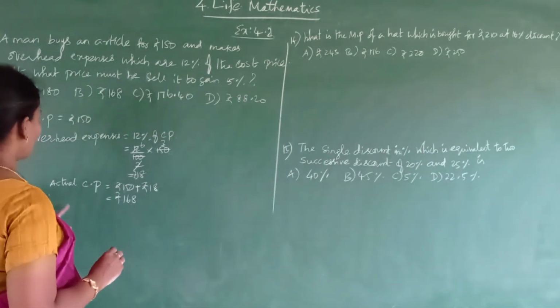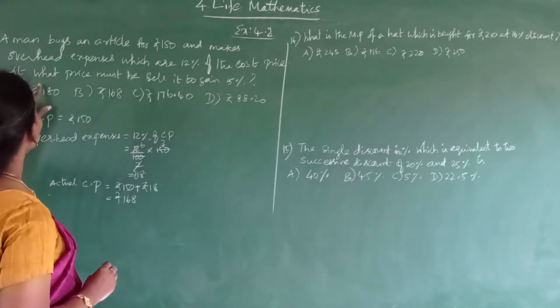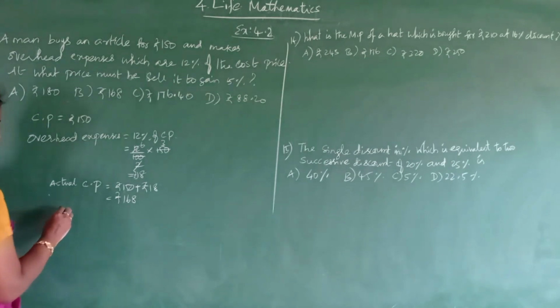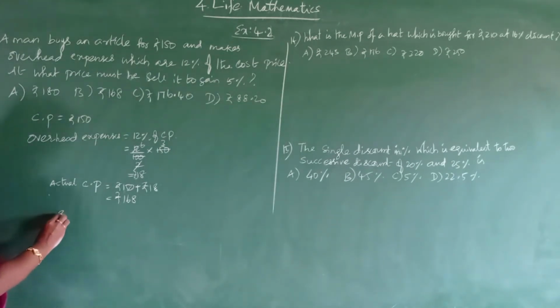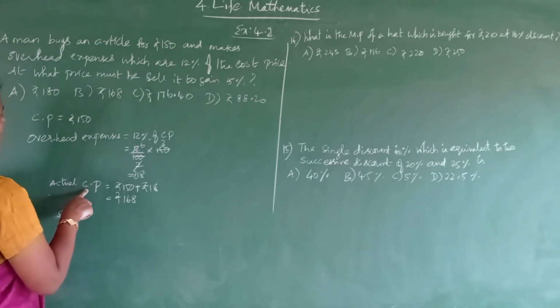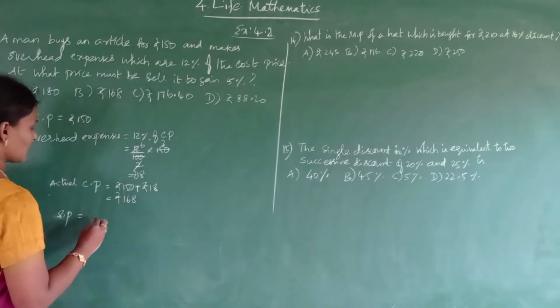168. This is the actual cost price. Now we are going to find out the selling price. Selling price. Okay. So the cost price and the gain are already given, so find out the selling price.